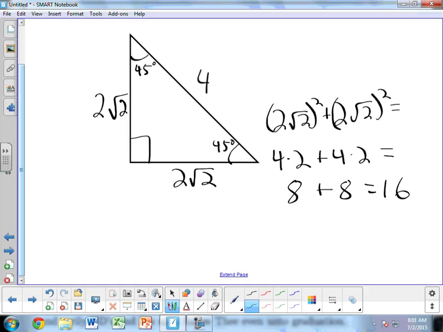And this is good because this is going to equal the hypotenuse squared. We'll call it c squared. Well, 8 plus 8 is 16. So c squared equals 16. So the square root of c squared equals c, and the square root of 16 does in fact equal 4. So this works. Now let's do a different side.